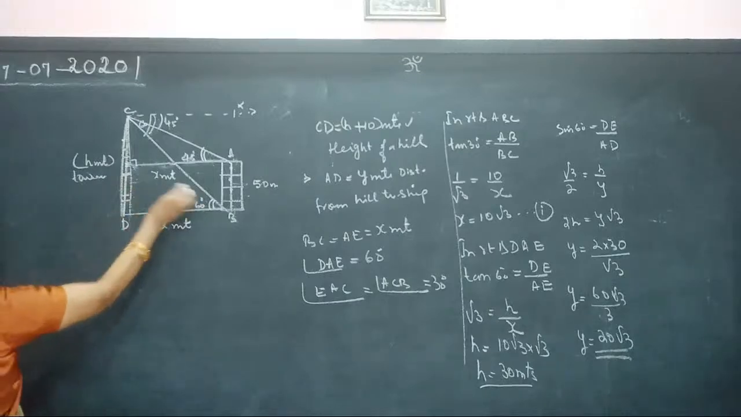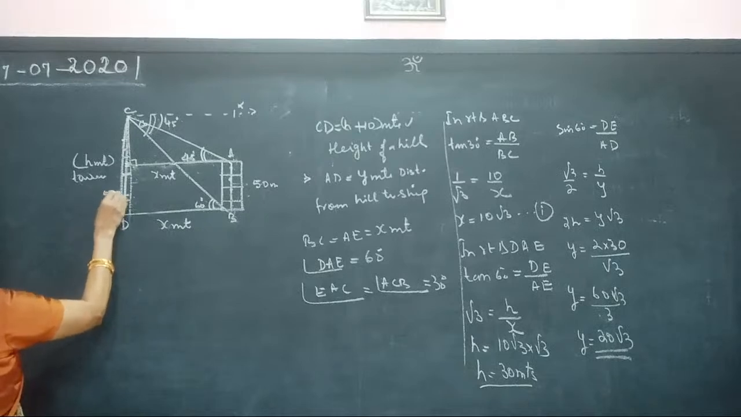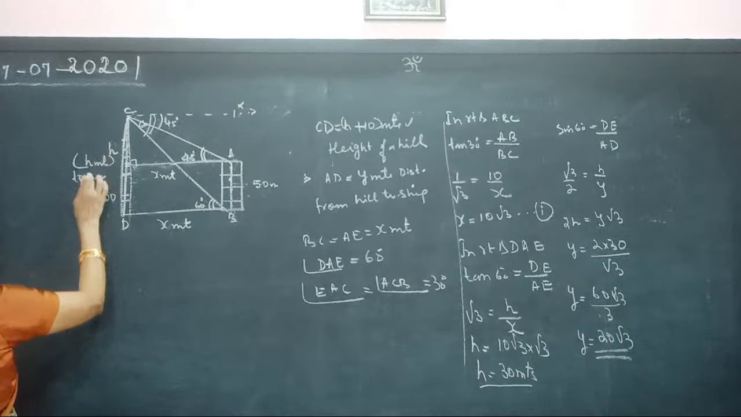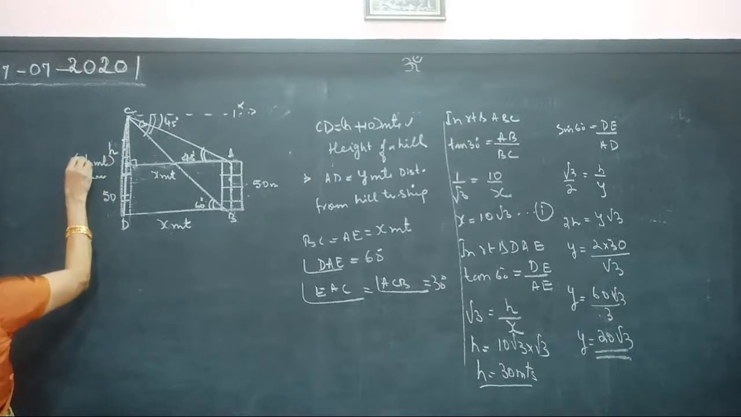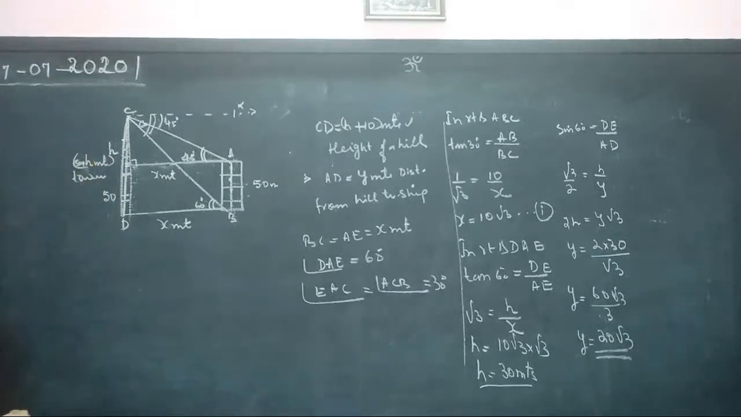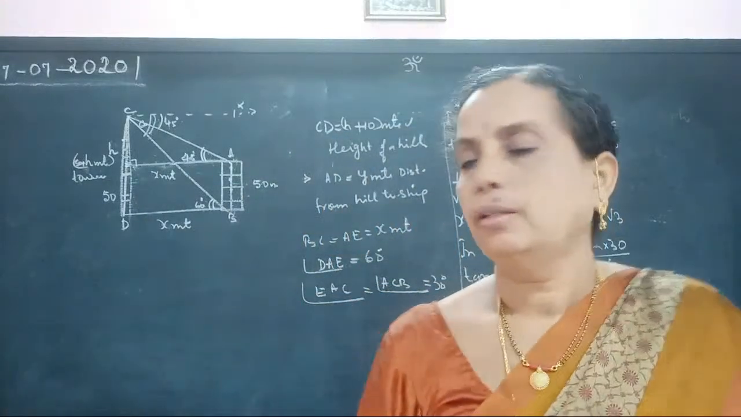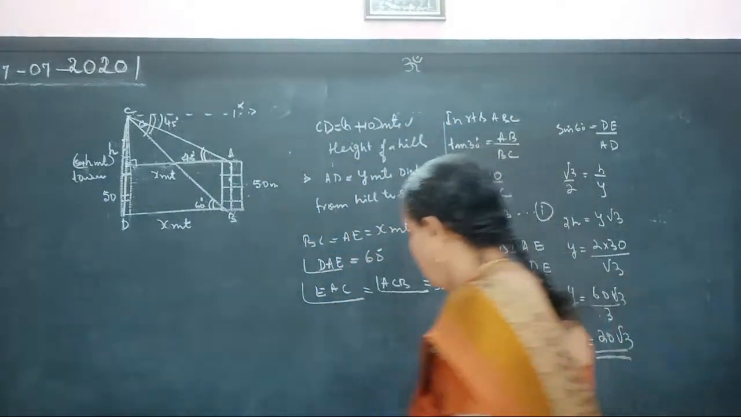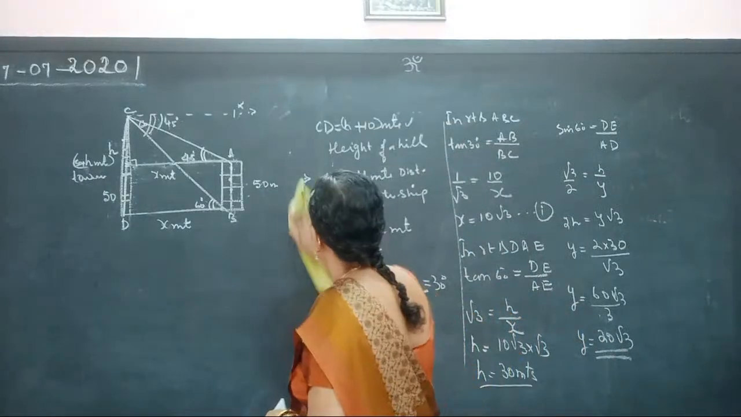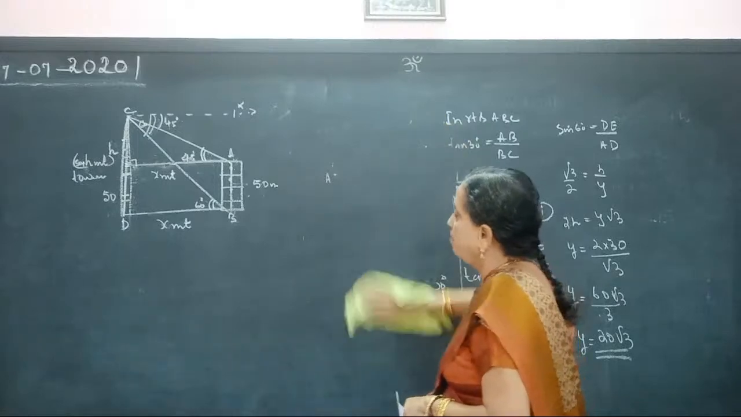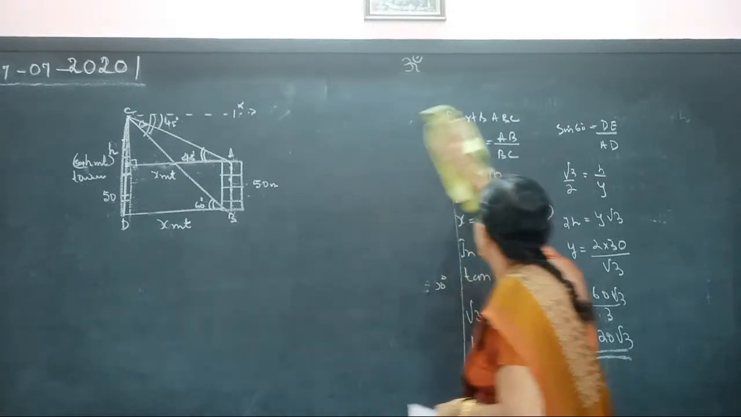So this portion is 50 and this is h. 50 plus h will be the height of the tower. Because the opposite side is 50 height, that also we consider. Height of the building is 50 meter. Height of the tower is 50 plus h meter.